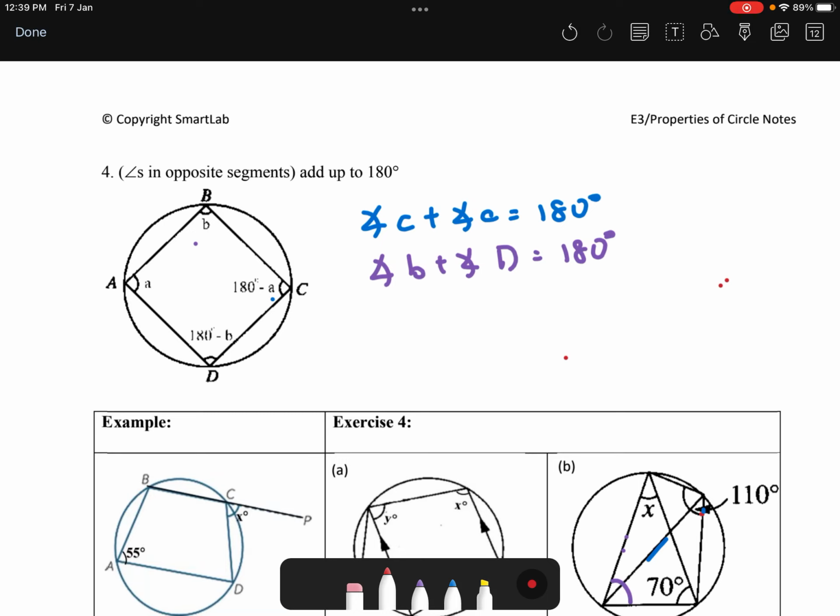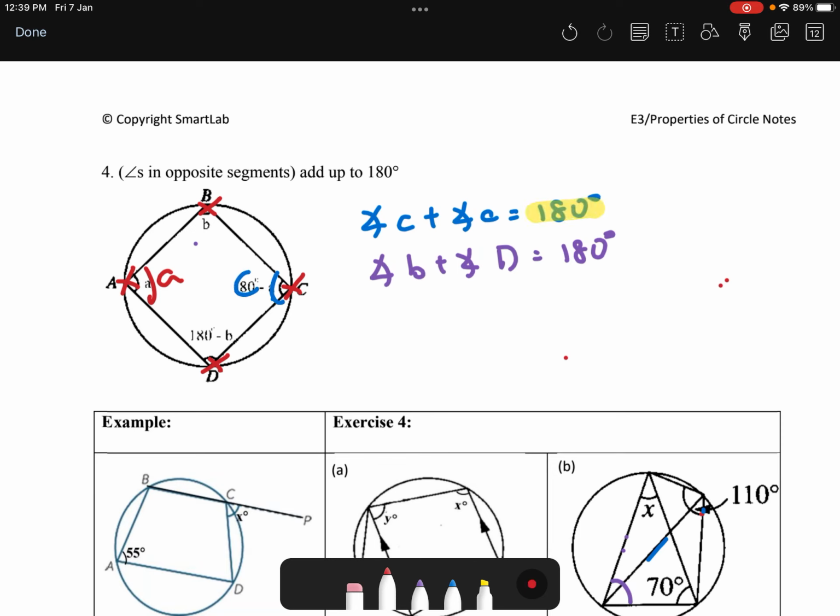Alright, okay, so if you look at this A, B, C, and D, they all touch the circumference of the circle, so I can use this property. So if this is angle A, the opposite of this angle A will be angle C. So this angle C, A plus C will give me 180 degrees.